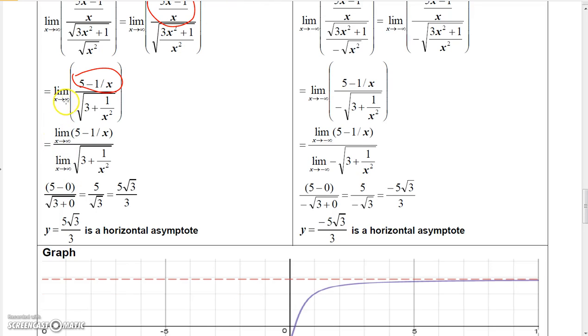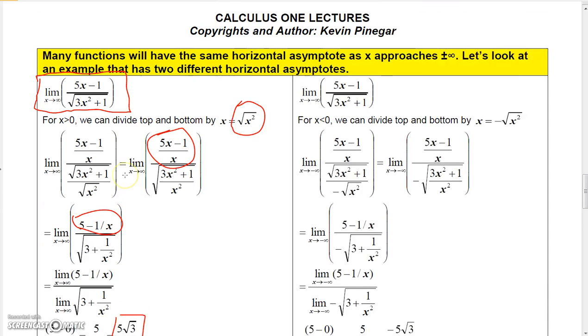The limit of the top is just going to be 5 minus 0, because 1 over x goes to 0 as x goes to infinity. And this limit of the square root is just going to be the square root of 3 plus 0, because 1 over x squared goes to 0 as x goes to infinity. So basically, you're going to get 5 over square root of 3. And you can rationalize that and get 5 square root of 3 over 3. So that's a horizontal asymptote going one way.